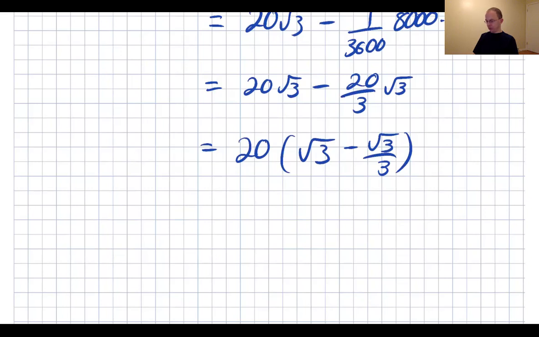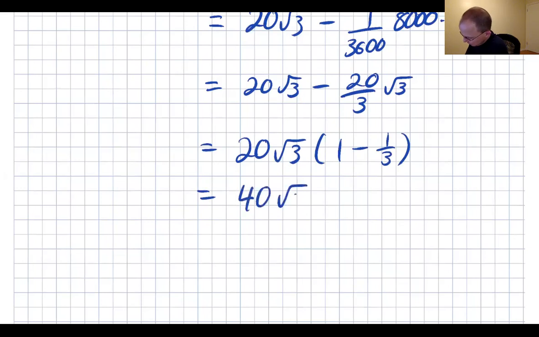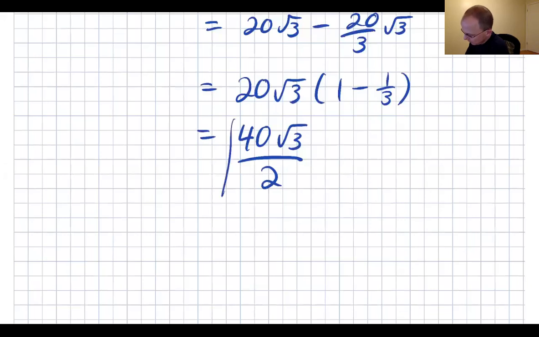So square root of 3 minus square root of 3. I guess I could factor out that root 3. Yeah, I'll factor out the 20 root 3. Yeah, that's better. What was I thinking? So it's 20 root 3, and then that'll be 1 minus a third, which is 2/3. So that'll be 40 root 3 divided by 2. Okay, that's actually a lot cleaner than I thought it would be.